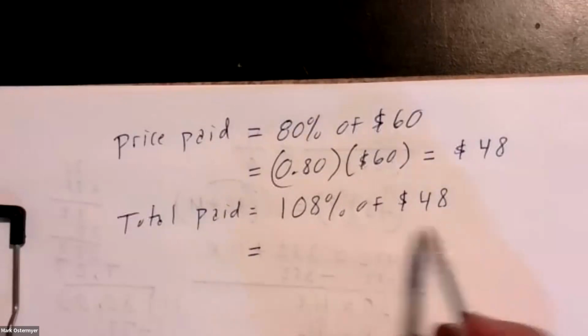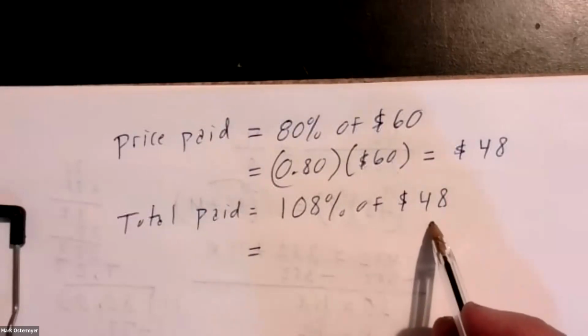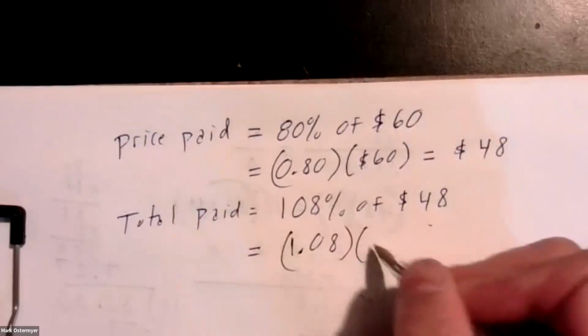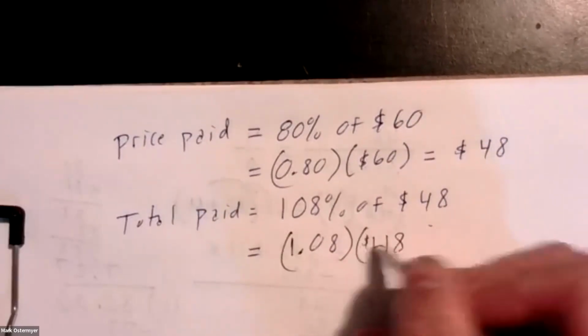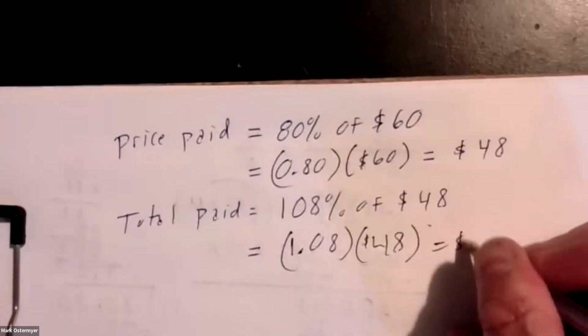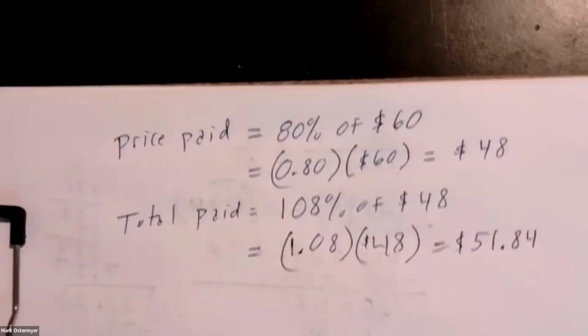So it's going to be 108% of $48, which is to say 1.08 times $48. That's what he's going to pay at the register, correct? That includes the 8% tax, and it'll be $51.84. That's what he pays at the register, including 20% off and the 8% sales tax.